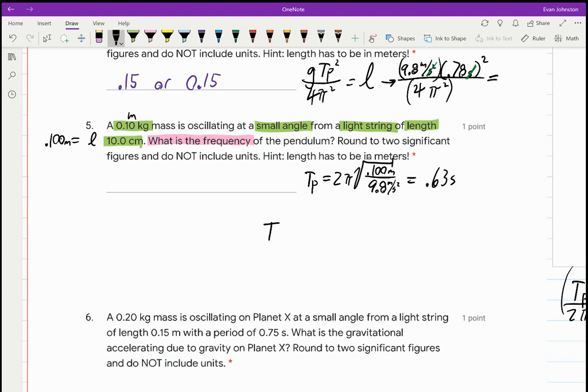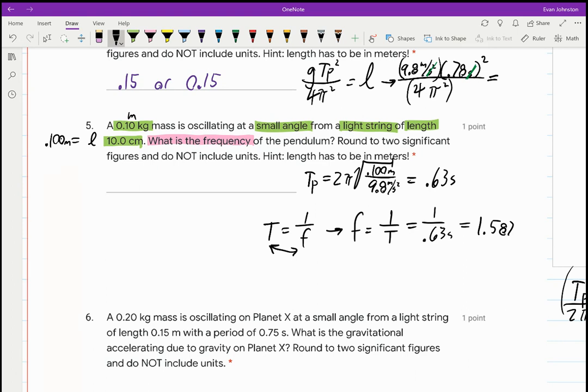Now we just need to use that other equation, that the period is 1 over the frequency. Or in other words, doing the old switcheroo with these two, we get that the frequency is 1 over the period. So really 1 over 0.63 seconds? Well, 1 divided by 0.63 gives me 1.587, and so on.